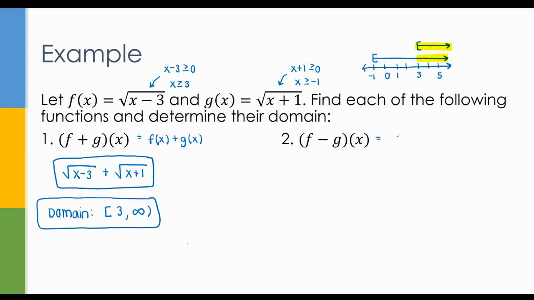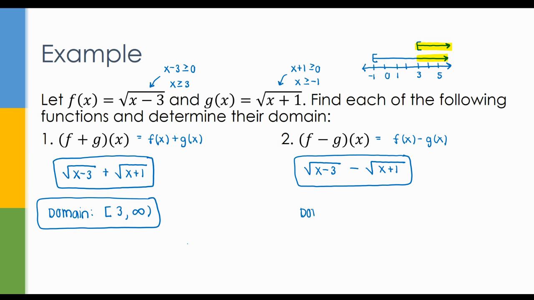If I am subtracting, we'll do the f of x minus the g of x. So once again, f of x is this square root of x minus 3 minus, and then the g of x is the square root of x plus 1. Once again, because those terms underneath the square roots are not the same, I cannot combine them any further, so this would just be my subtraction.